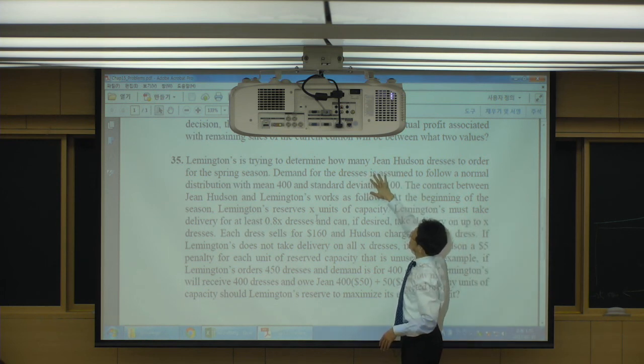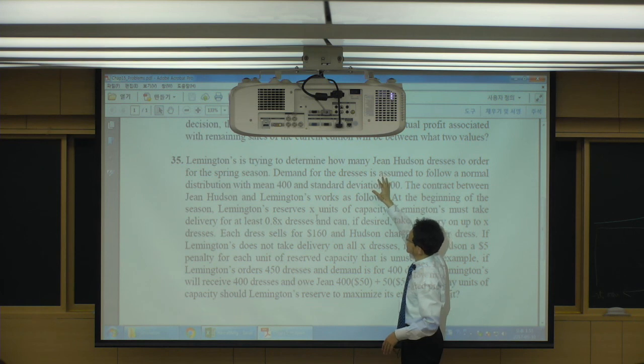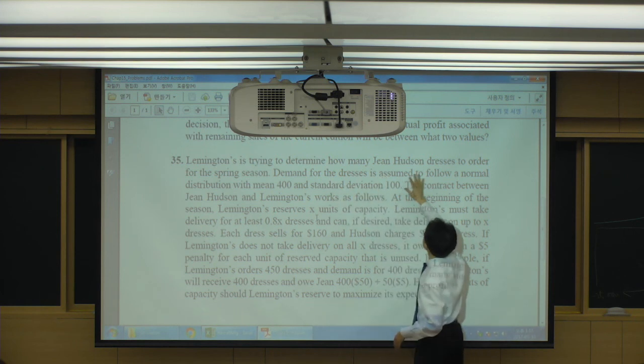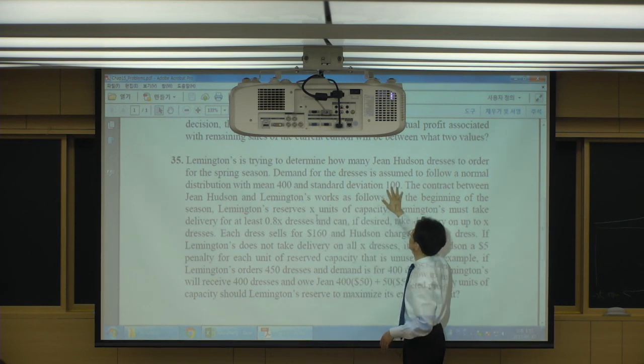Lamington's trying to determine how many dresses to order for the spring season. And based on our historical data, we know that the demand follows a normal distribution with the mean 400 and standard deviation 100.